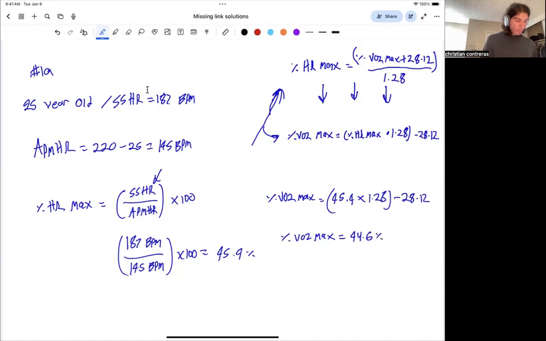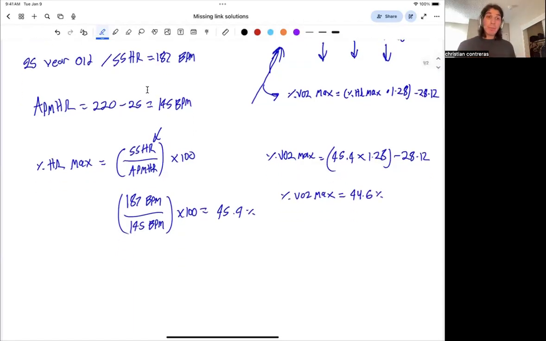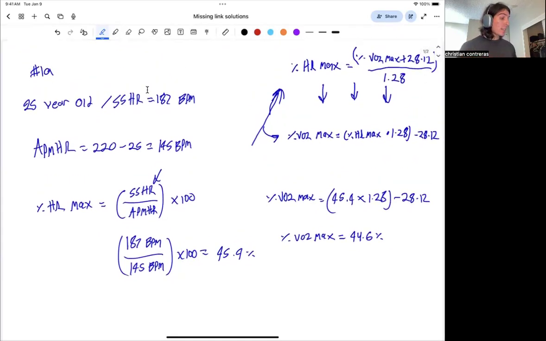94.6%. So what we have just figured out is that if we have the parameters of this question, a 25-year-old with a steady state heart rate of 187 beats per minute, we were able to find out that she's working at about 95.9% of her heart rate max, per age predicted heart rate max. And if we use the missing link formula and plug in those variables, then we know that she's working at approximately 94.6% of her VO2 max.